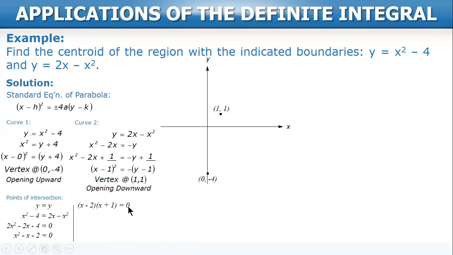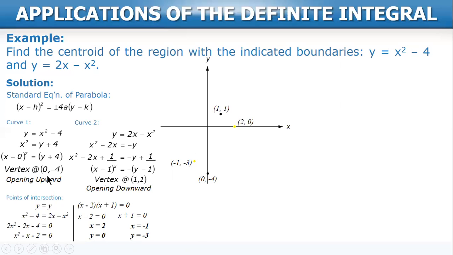Factor na to x minus 2, x plus 1. And x minus 2 equal to 0 and x plus 1 equal to 0. X equal to 2, x equal to negative 1. So when x is equal to 2, substitute. When x is 2, y is 0. Okay. And when x is negative 1, y is negative 3. So i-plot na to. 2, 0 is here. And negative 1, negative 3 here. Somewhere.